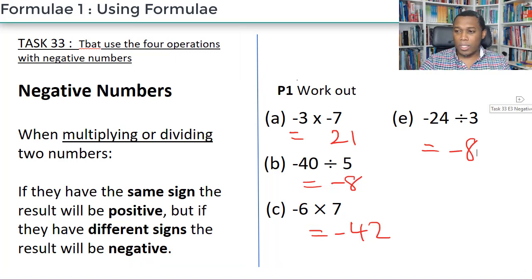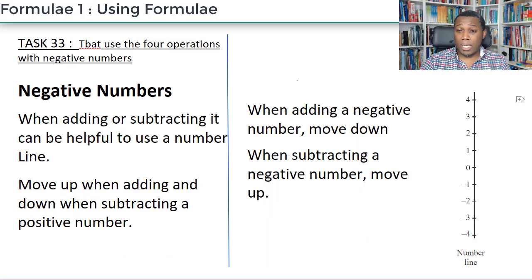Let's continue. We're looking at task 33 here, and now we want to think about addition and subtraction. I know people mix this up with multiplication and division. It's not about signs the same, positive; signs different, negative. That doesn't apply to addition and subtraction. For addition and subtraction, it's all about the number line, moving up and down the number line.